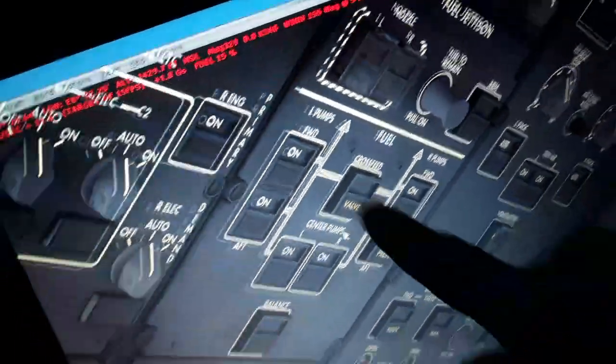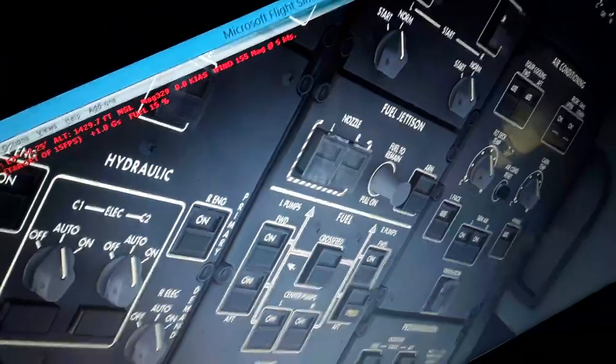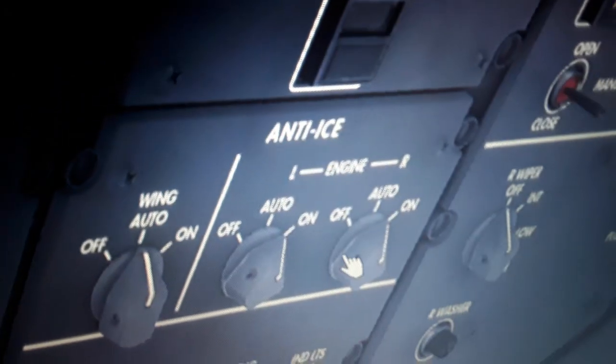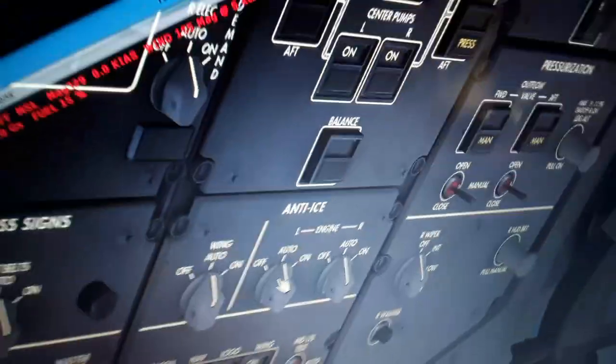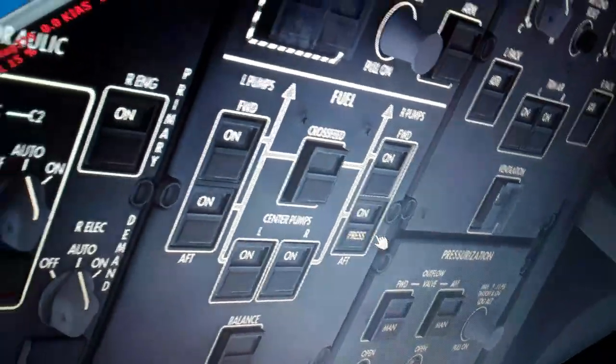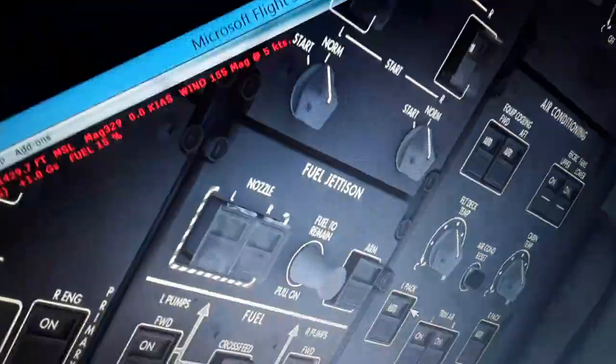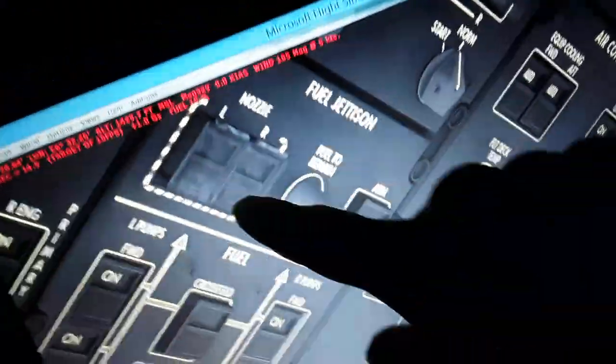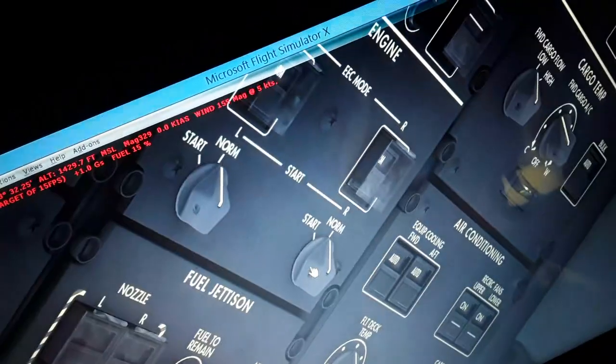And also we can balance the fuel between the left and right tank. We have the wing and engine anti-ice here. Back to the auto. Pressure. Fuel jettison, we can dump some fuel in flight like this, if we arm this and select the nozzles and how much fuel to remain.